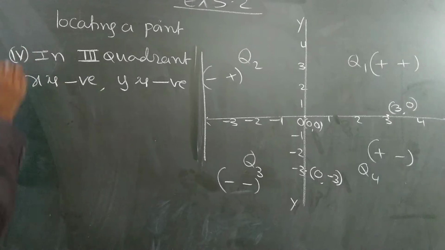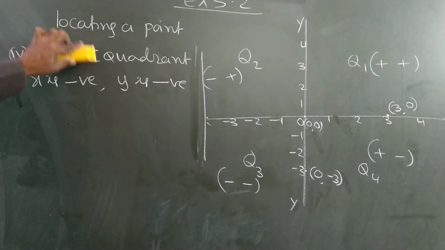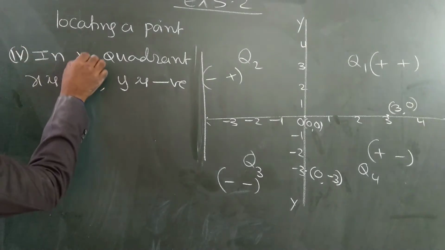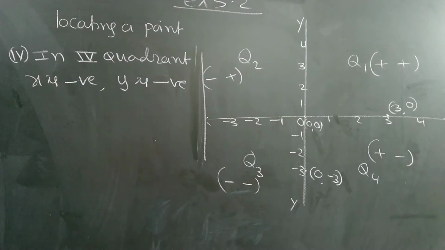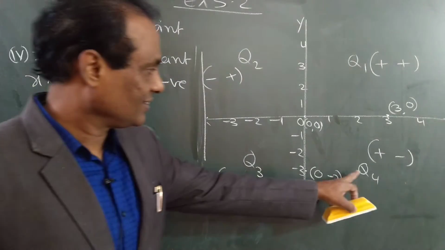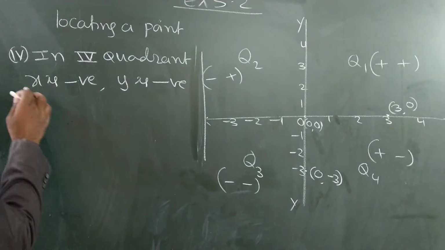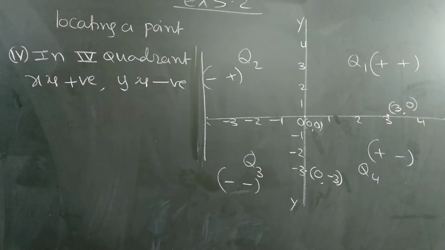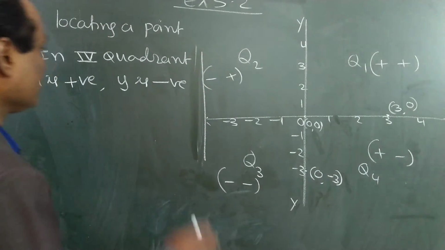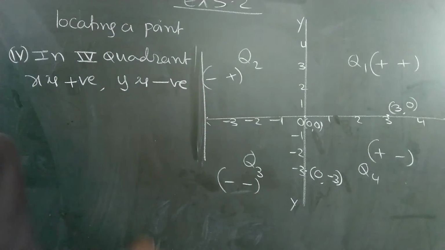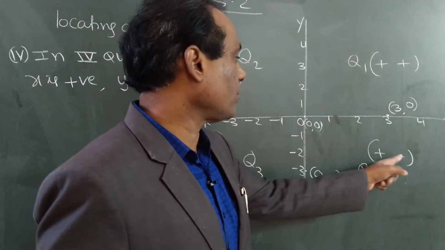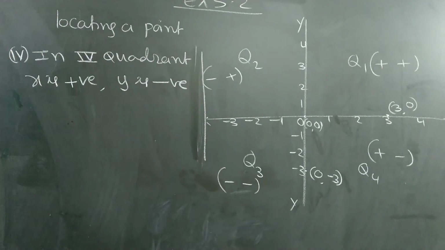Write the fourth point. In the fourth quadrant, x is positive, y is negative. These 4 points you have to understand.